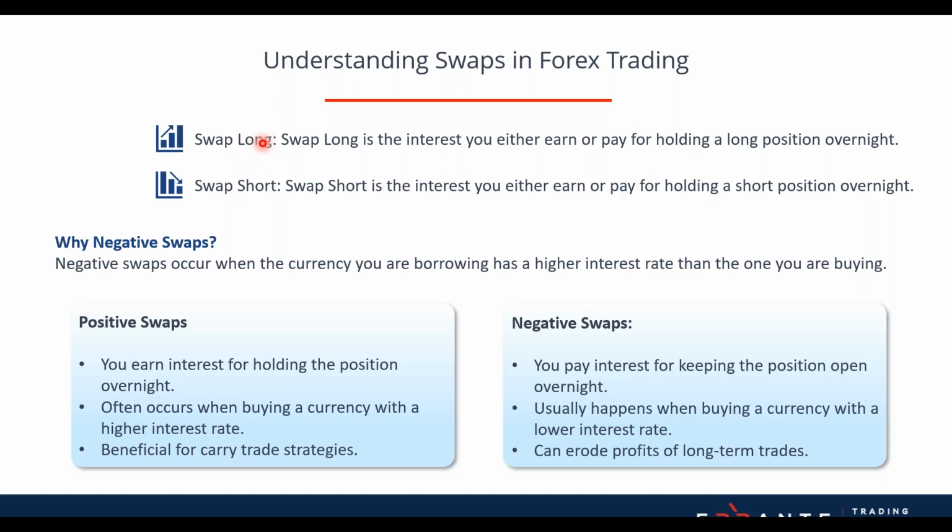Swap long is the interest you either earn or pay for holding a long position overnight. In layman's terms, if you're bullish on a currency pair and decide to hold its optimism through the night, you are entering into the realm of swap long. On the other hand, swap short is the interest incurred or earned for holding a short position overnight. This is the flip side of the coin, so to speak, for traders who are bearish on the currency pair.